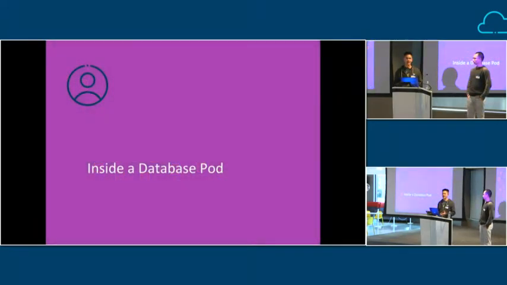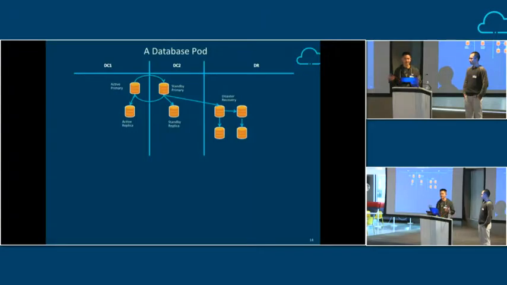So let's go inside. What's inside a database pod? This is a high-level view of a database pod. A database pod consists of a group of MySQL instances distributed over multiple physical hosts, distributed over multiple data centers. In this case, we have DC1, DC2. Both of those are our primary data centers. And we also have DR, which is our disaster recovery.